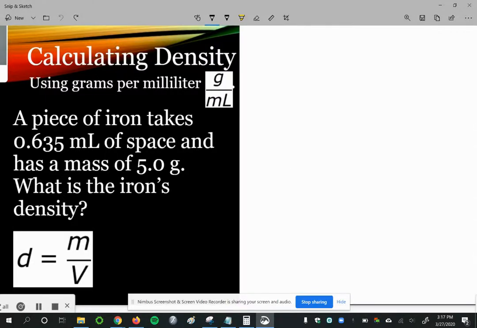Calculating density. We're still using grams per milliliter. A piece of iron takes 0.635 milliliters of space and has a mass of 5.0 grams. Okay, so pause the video. I encourage you to pause the video and try to do this on your own.